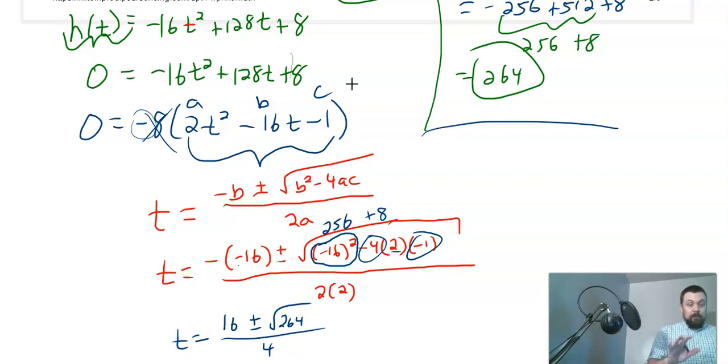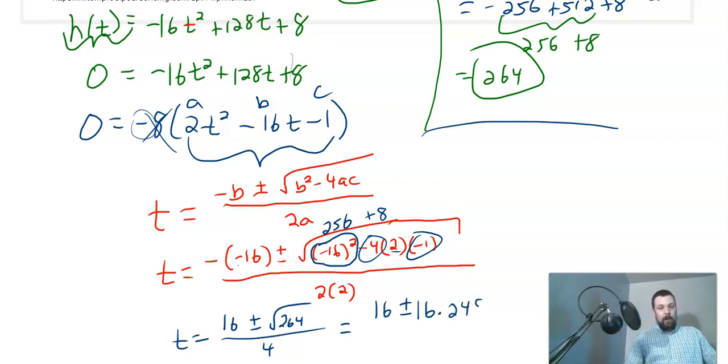So take the square root of 264, and I get 16.24. It's a decimal. All right, so we're going to have t equals 16 plus or minus 16.248, I'm just going to stop there, over 4. Sorry, I was skipping to the decimal part. Now there's 2 answers here, but one of them will be reasonable and the other one will not be reasonable. But we should consider both of them.